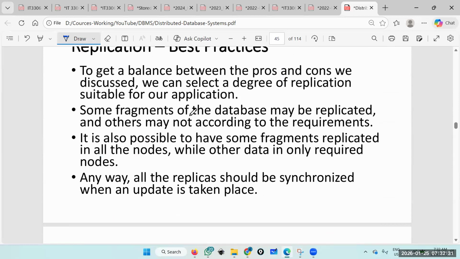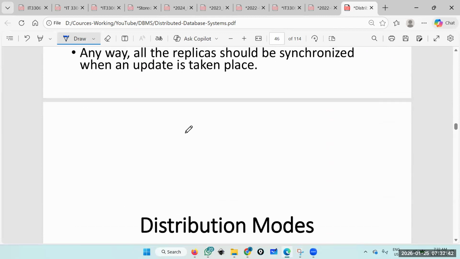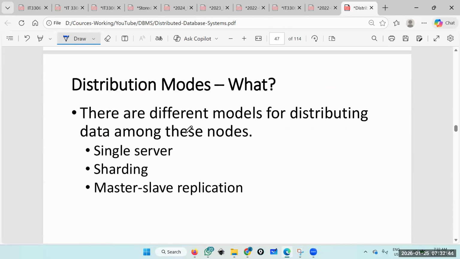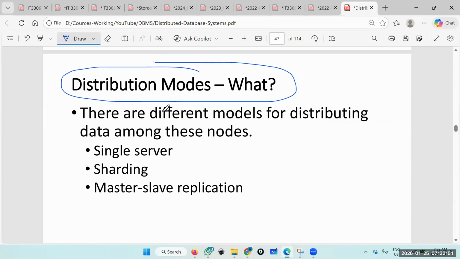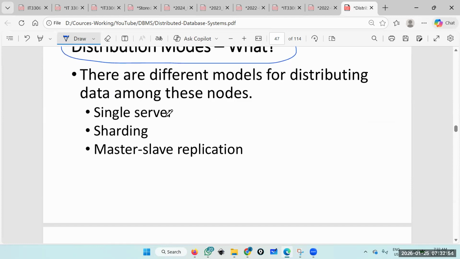So you need to balance out, look at the requirements, and decide to which level you are going to replicate, and which strategy you are going to use for fragmentation. Right. So then the distribution modes. We can consider three modes. What are those? A single server, sharding, and master-slave.